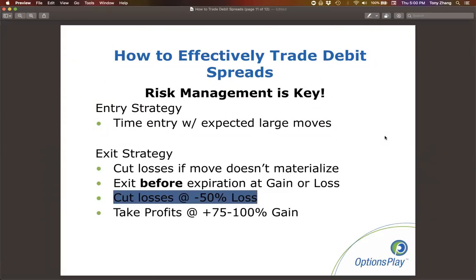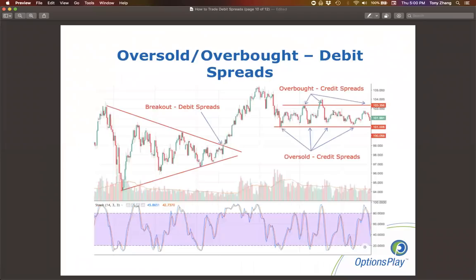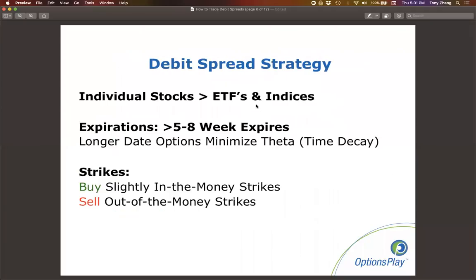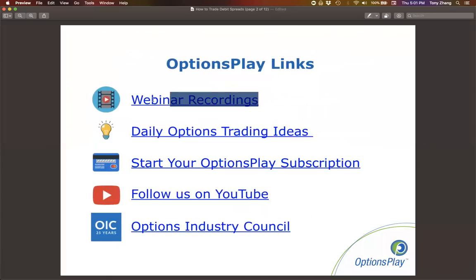If I expect a slow move in the stock, what strategy should I be using? You should be using credit spreads. We talked about if you're expecting a slow, modest move in an underlying stock, use a credit spread. And if you want to learn more about that, make sure that you check out our links in our webinar recordings. We have one specifically on how to trade credit spreads.